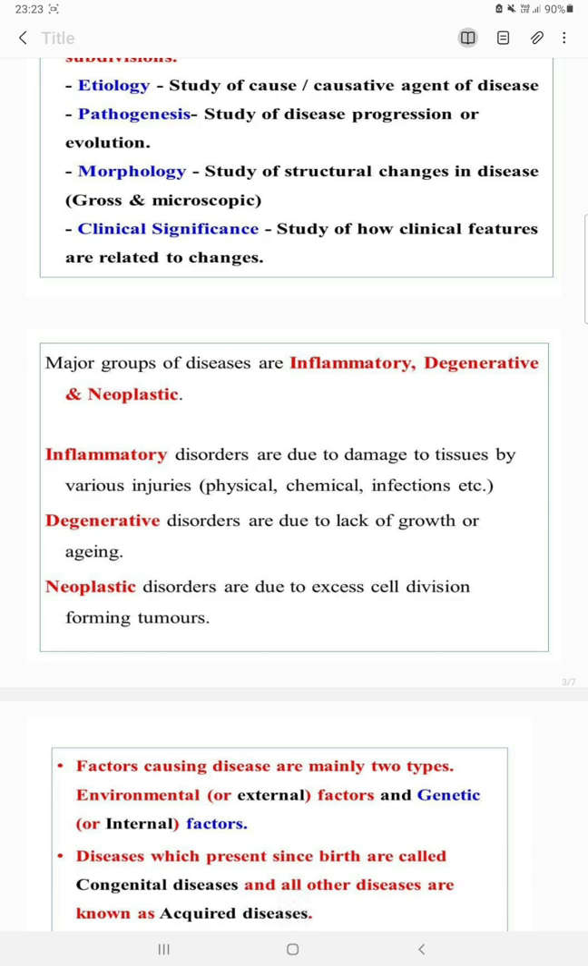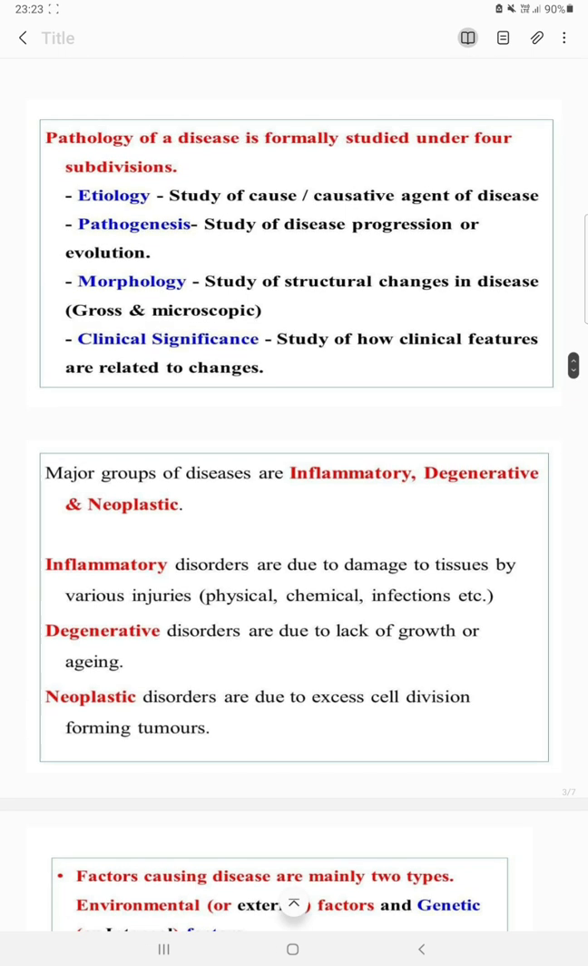So we are going to read about the changes that occur in cell injury under clinical significance, and in morphology you will read about the gross and microscopic features. The microscopic features are what we see under the microscope, and the gross features are what you see with the naked eye as well.